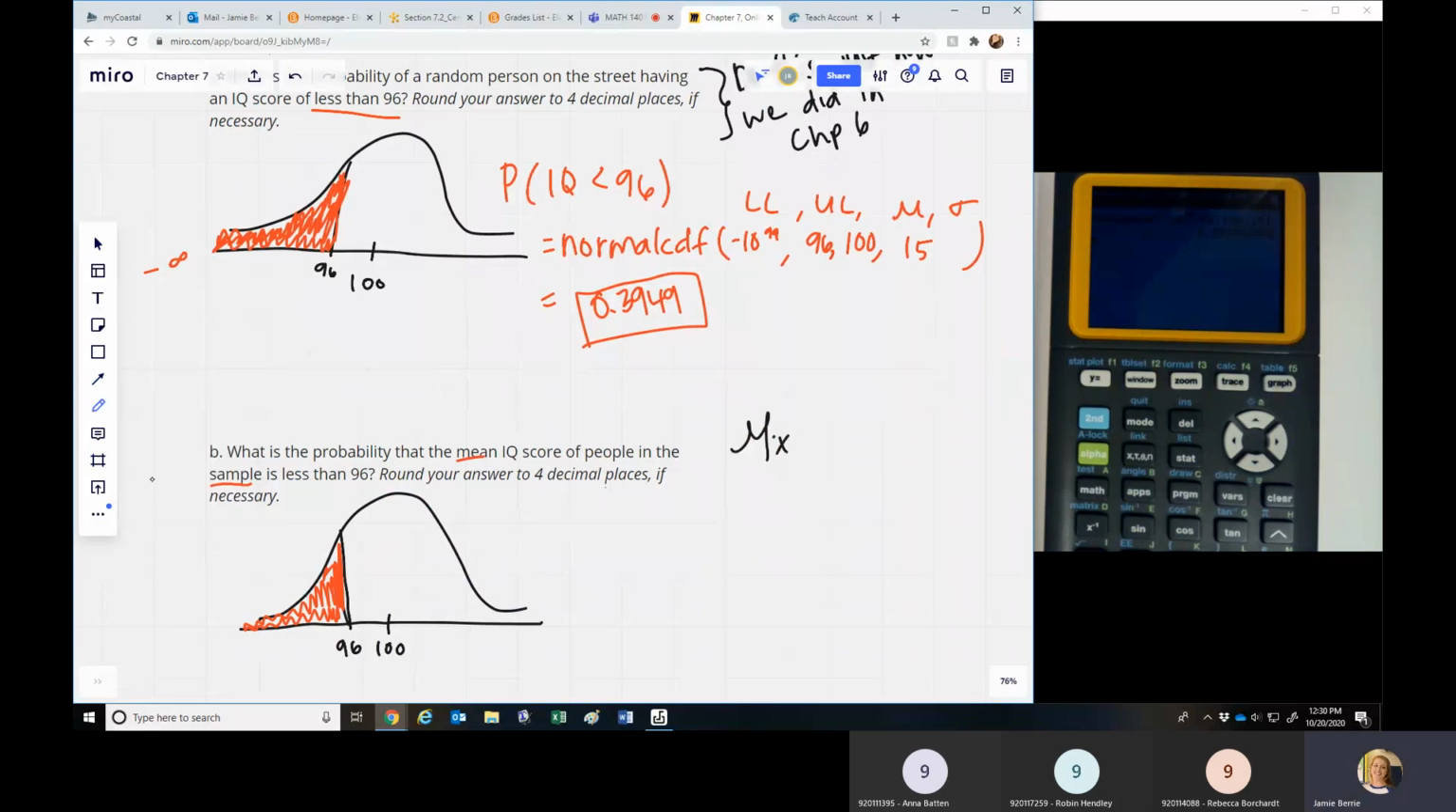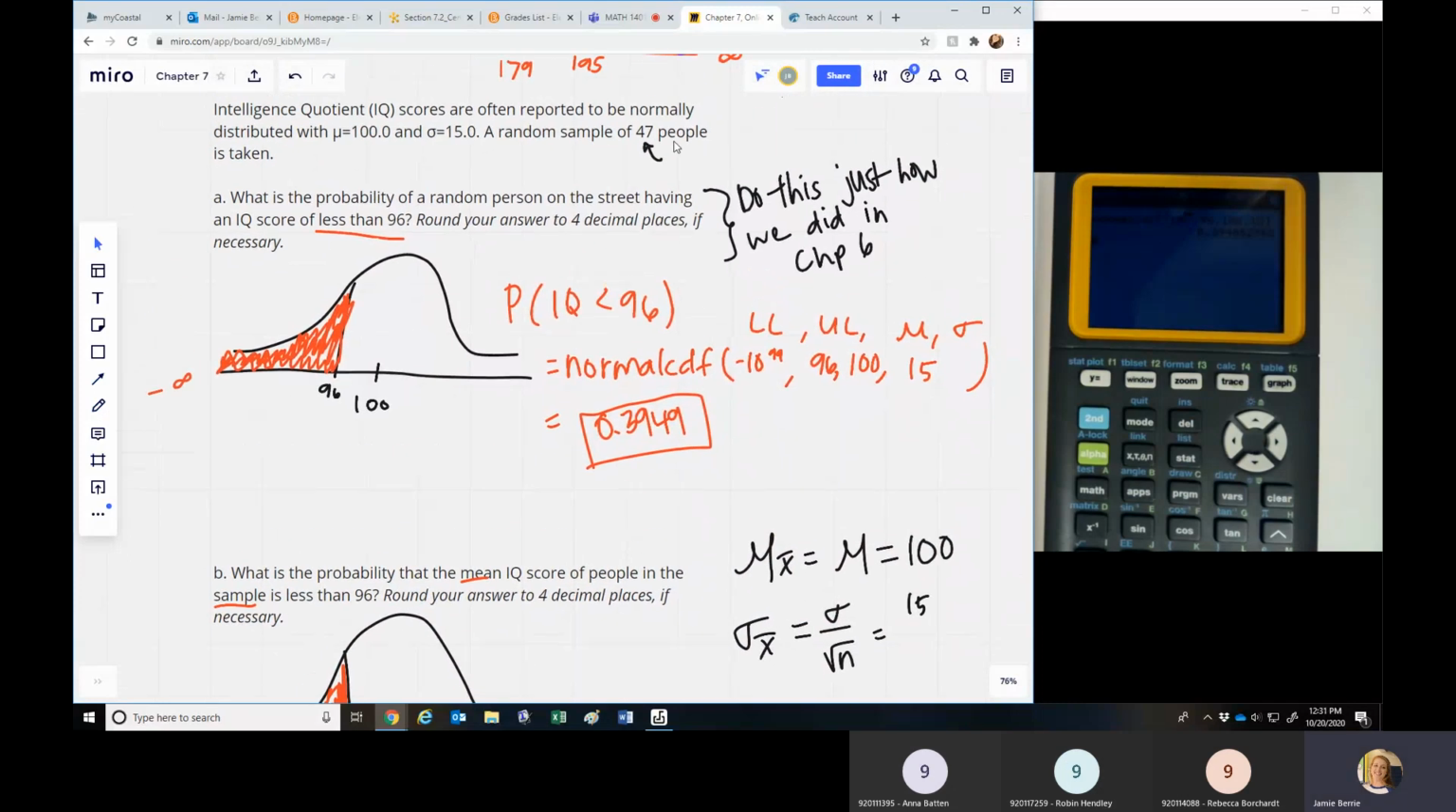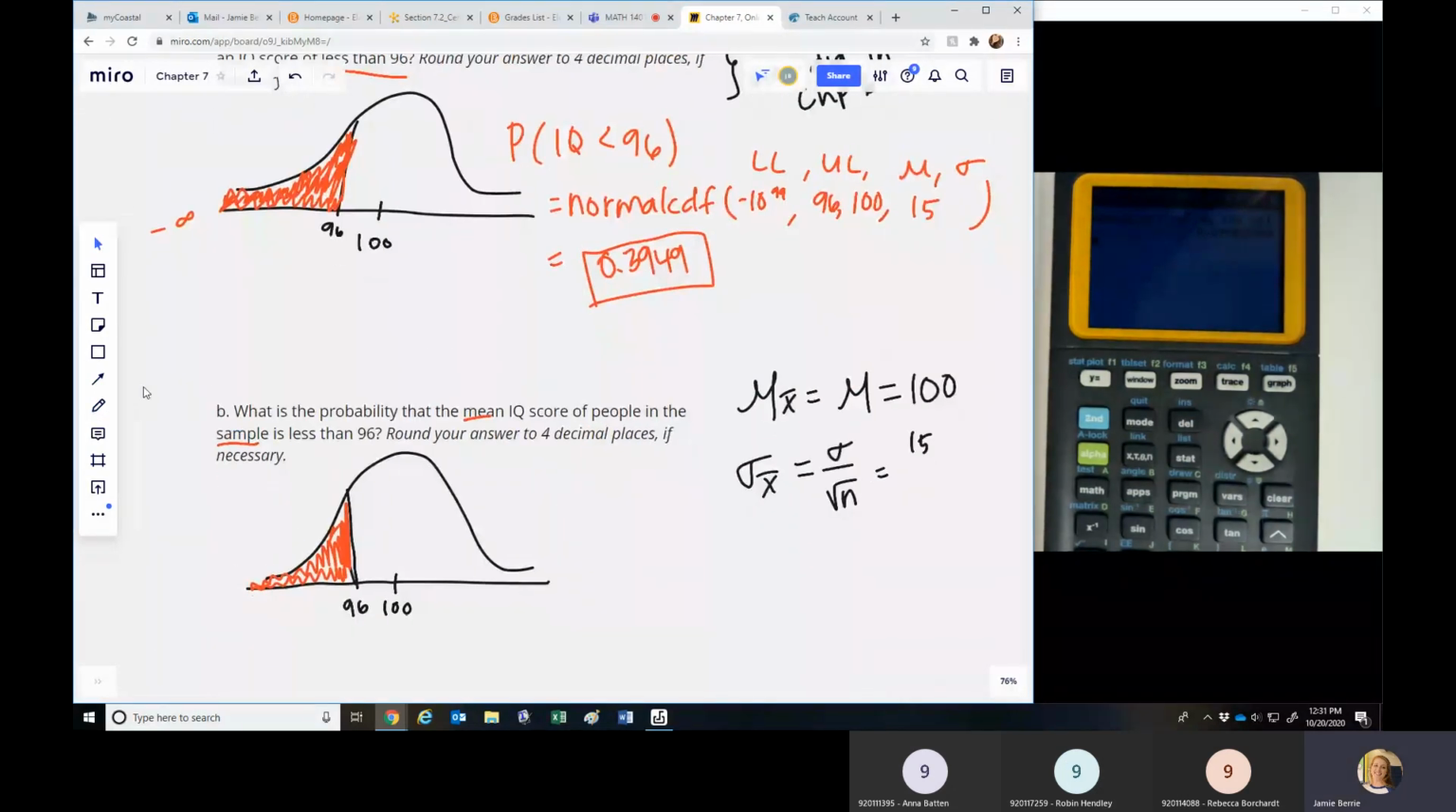So the mean of the sampling distribution of the sample mean is just the same as the mean of the population, which is 100. The standard deviation of the sampling distribution of sample means is equal to sigma over the square root of n. So standard deviation of the population divided by the sample size. So that was 15. And then remember they said we had 47 people in our sample. All right, so 15 divided by square root of 47. And just leave it like that. You don't need to get the decimal version of that number.